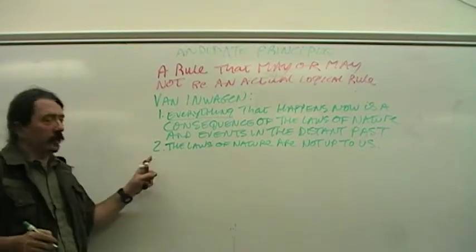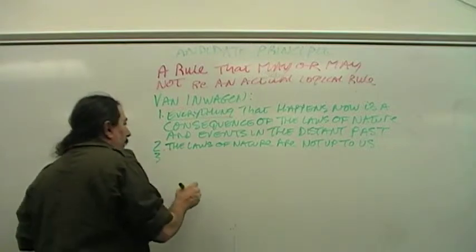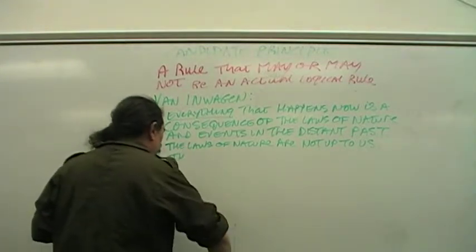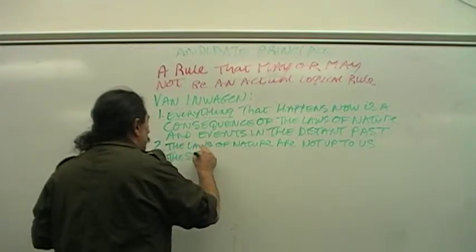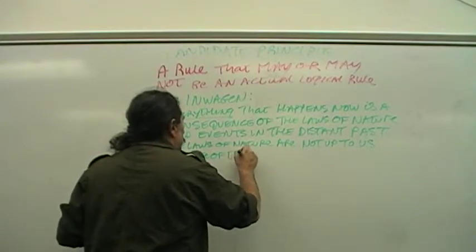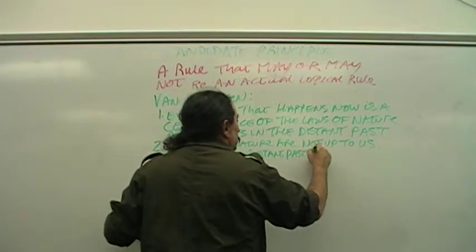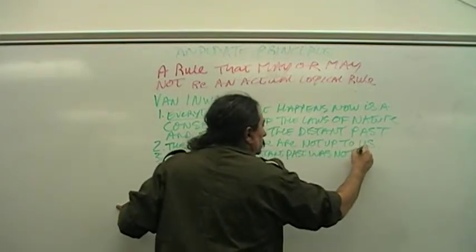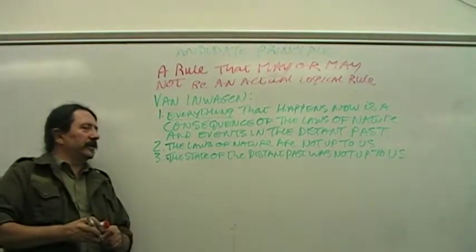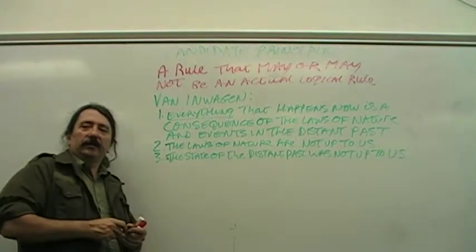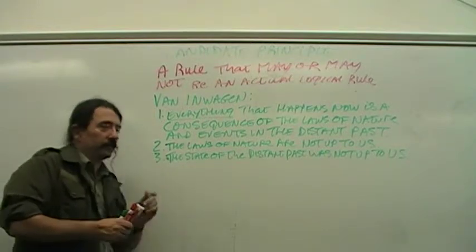The laws of nature are not up to us. I think that's pretty clearly true. The state of the distant past, or events in the distant past, were not up to us. The distant past is not under our control, because we weren't there. That seems pretty obvious.